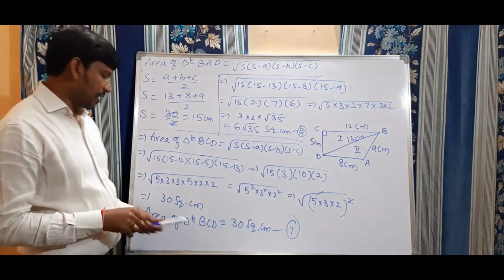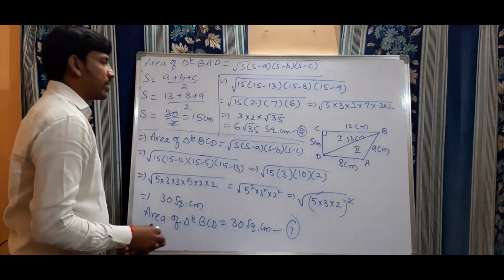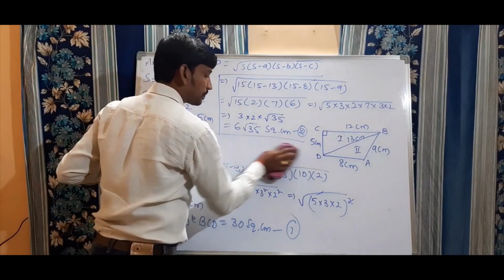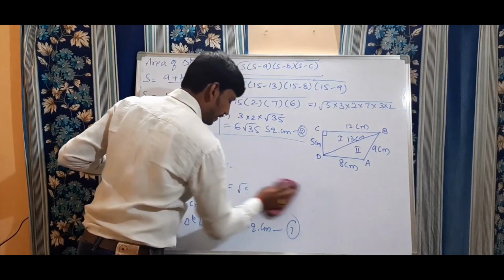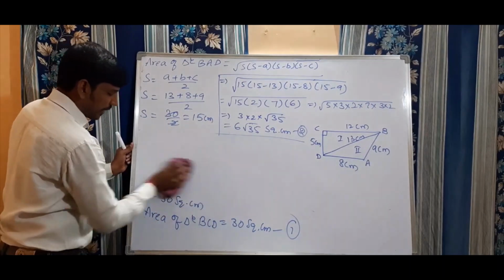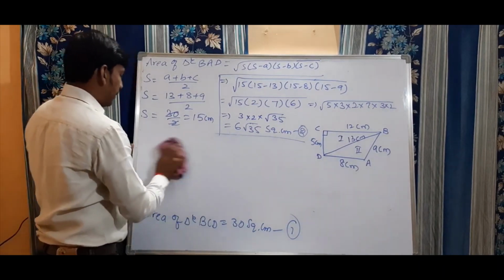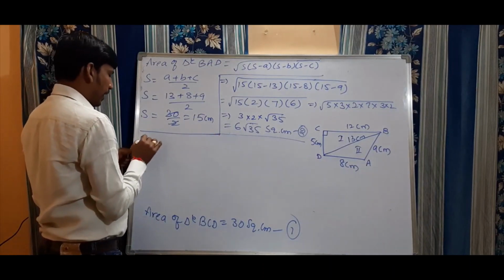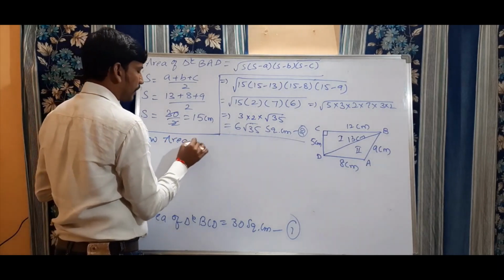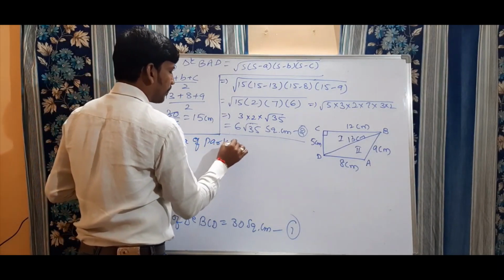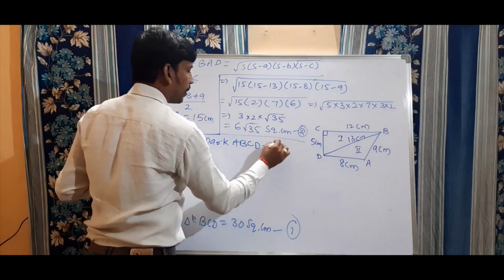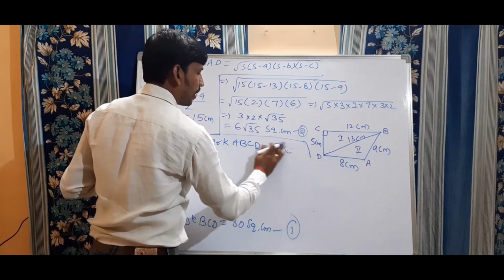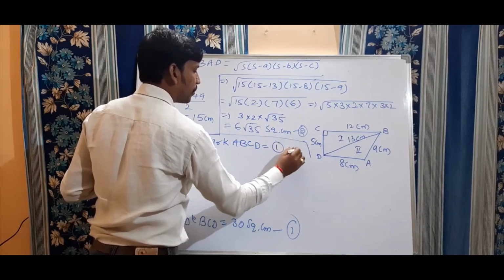Clear? So now we have equation number 1 as the area of triangle BCD, and equation number 2 as the area of triangle BAD. That we are going to add. Then you will get the area of the total park. Now the area of park ABCD is equal to equation number 1 plus equation number 2, or you can take 1 plus 2 directly.